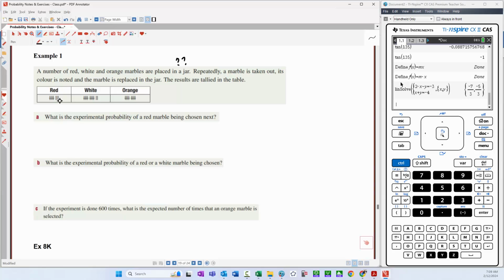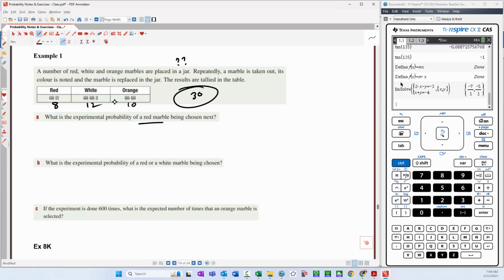All right, so we don't know how many marbles are in the jar. We don't know how many reds, whites, and oranges of those marbles are in the jar. So how are we going to work out the probability of getting a red marble? Well, what we do is we look at the experiment that's been run. Now we can see that red has been picked 8 times, white has been picked 12 times, and orange has been picked 10 times. So we can see here that the experiment has been run 30 times.